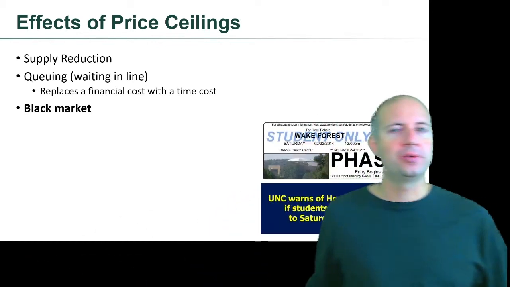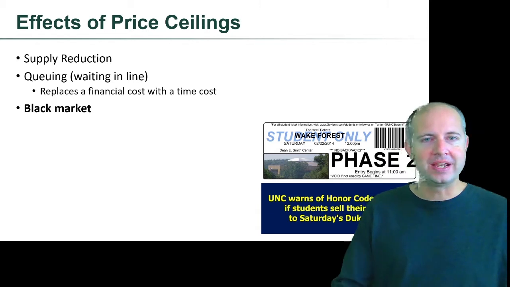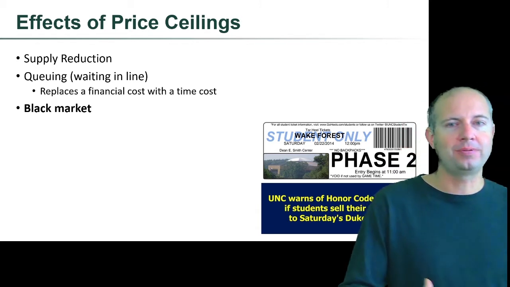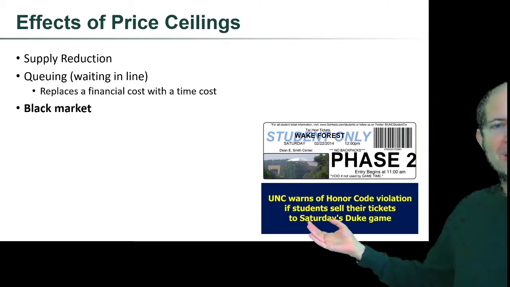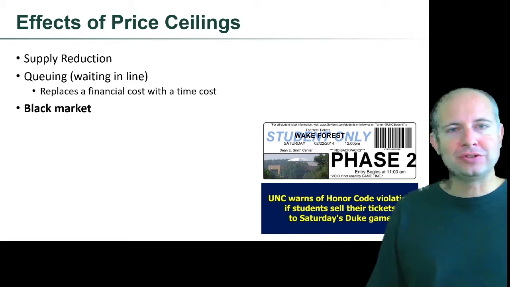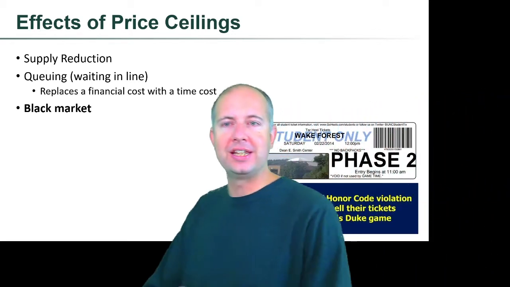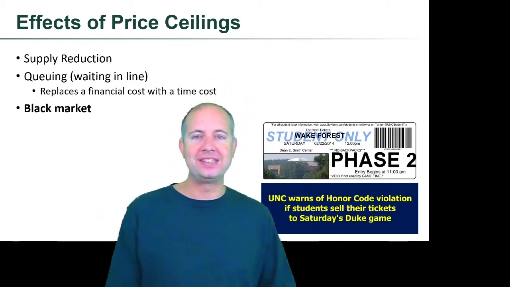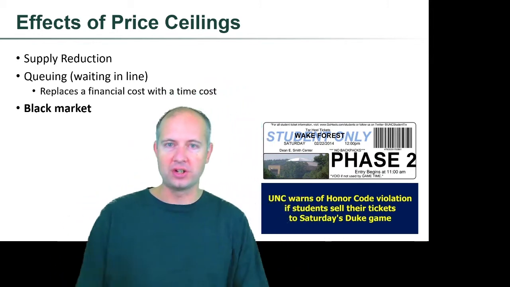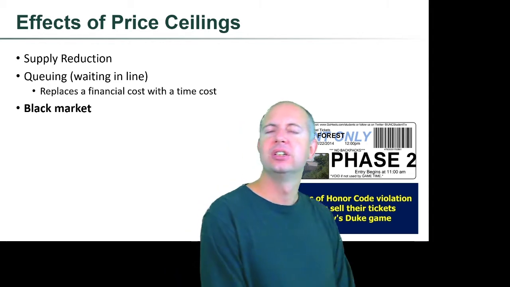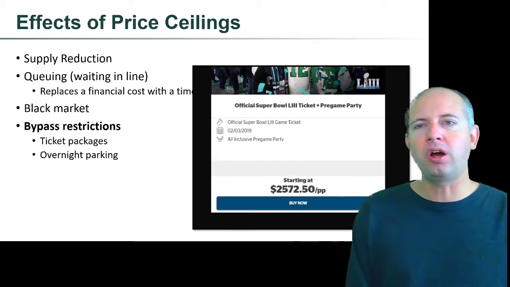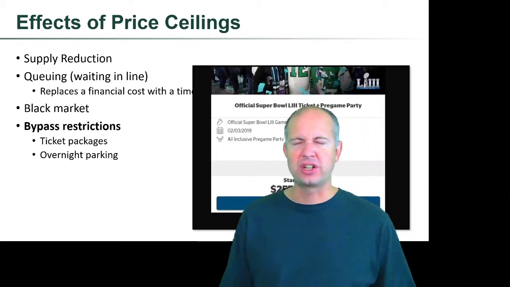Another example: when I was at University of North Carolina, the big event there was when Duke came and played basketball. The university actually warned of honor code violations if you sold your tickets. So they were concerned about a black market for people selling tickets. There's essentially a price ceiling of $0 on those tickets. You're not allowed to sell them at all. Another thing is that people always figure out some way to bypass restrictions.